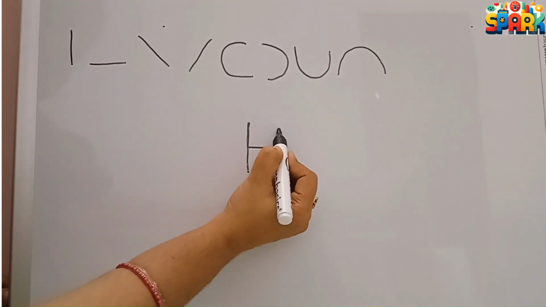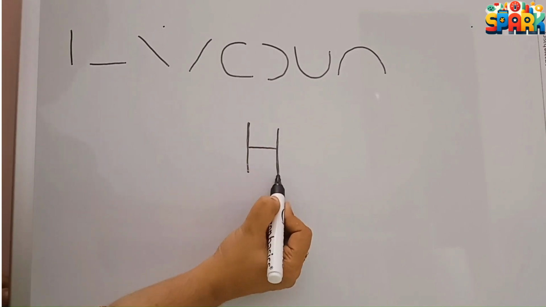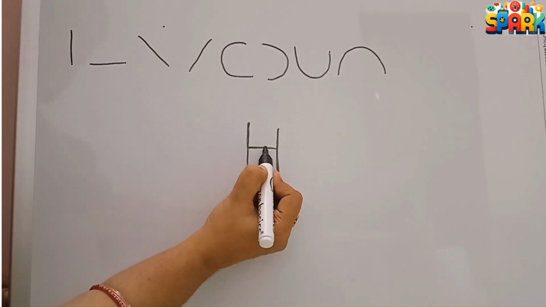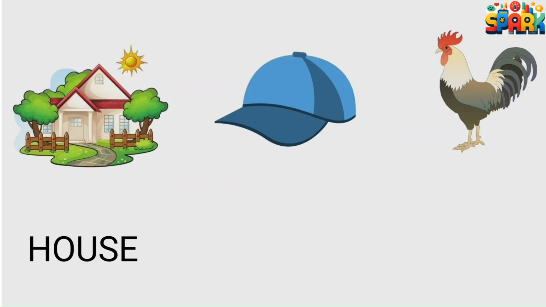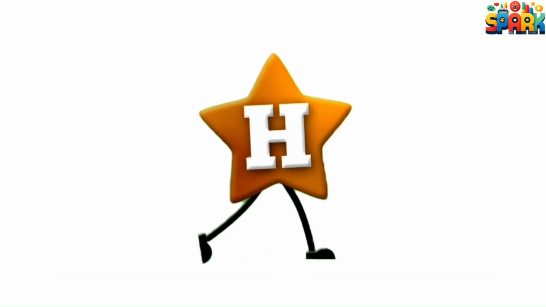If you make a mistake in tracing, that's okay. Just try again. Now we will see 3 words that start with H. House, hat, hen. Bye bye H.